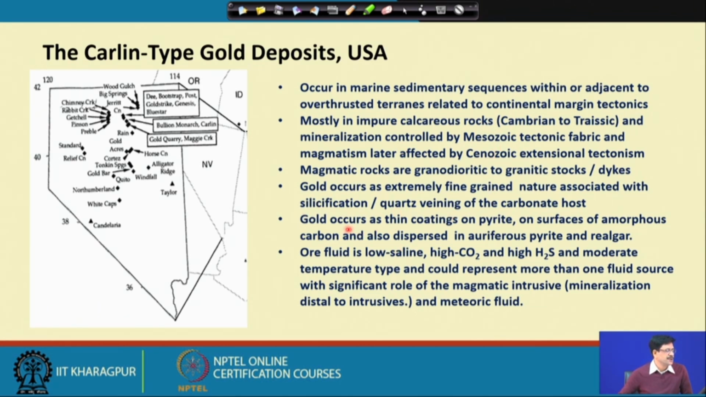And gold occurs as thin coatings on pyrite, on the surface of amorphous carbon, and also dispersed in auriferous pyrite and realgar. Here the ore fluid is essentially a low saline, carbon dioxide containing and H2S containing fluid, which sometimes resembles some of the epithermal mineral deposits, but they are being classed as their individual type, named after most of these deposits that were studied and their distinctiveness was brought out.